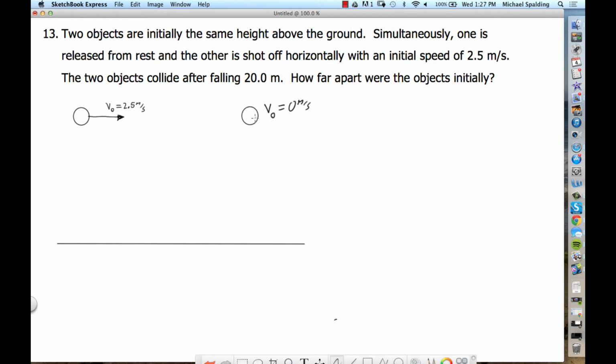Okay, we have two objects initially the same height above the ground. Simultaneously, one is released from rest. That's going to be this guy. We'll call this guy object 2. This guy will be object 1. So this guy just gets dropped, right? This guy just goes straight down like that.